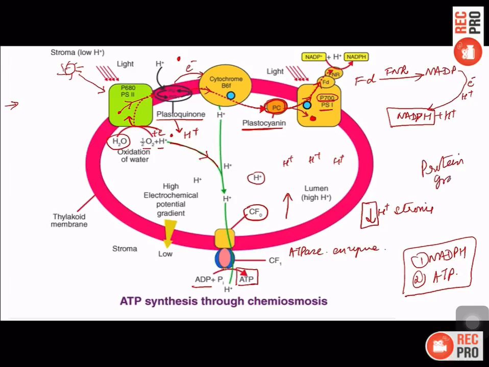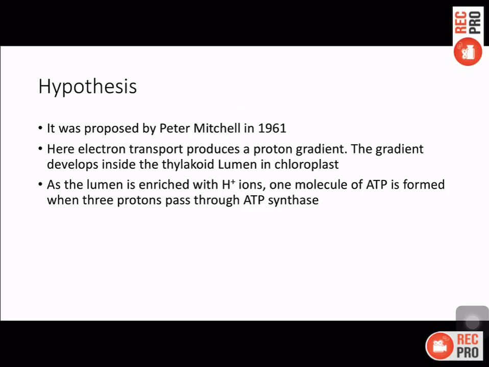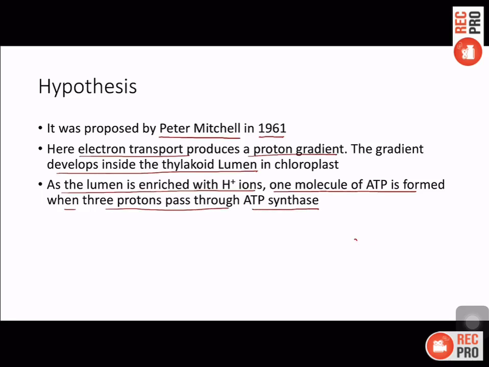Now the whole process is taking place due to the difference in proton gradient between the stroma and the lumen. When the concentration of protons increases, that activates CF0 and CF1 to convert ADP to ATP. Let us study the theory now. Given by Peter Mitchell in 1961, here in this process electron transport produces a proton gradient. This develops on the inner side of the thylakoid membrane. As the lumen is enriched with protons, one molecule of ATP is formed when 3 protons pass through ATP synthase.